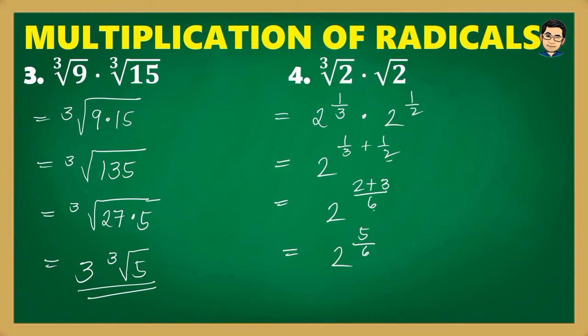This will not be the final answer. Kailangan natin siyang ibalik in radical form. So 6 will become the index and 5 will become the power exponent of our radicand, which is 2. Sulat natin siya as 6th root of 2 to the 5th power. Hindi natin pwedeng iwanan yung 2 to the 5th power, kailangan nating i-express yun. 2 times 2 times 2 times 2 times 2 is 32. So our final answer will be 6th root of 32.